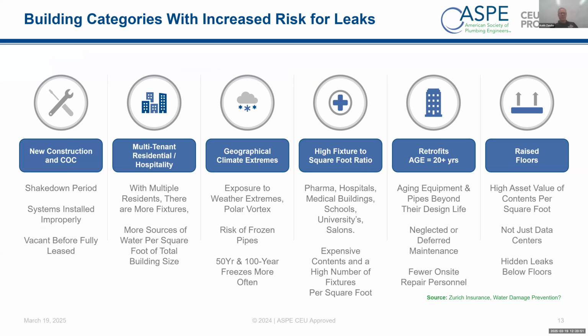High fixture to square foot ratio. So on that fourth column to the right: pharmas, hospitals, medical buildings, schools, universities, salons, all with a high fixture to square foot ratio in the building. So any of these things, again, use these slides to convince your customer. It's not just a particular type of building. These are the issues, the main bullet points there on why that risk occurs. And this is what we've seen over the years.